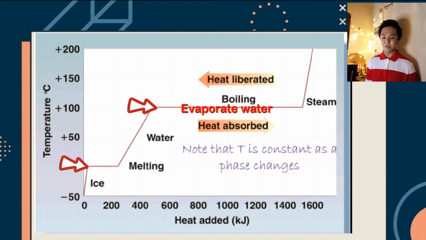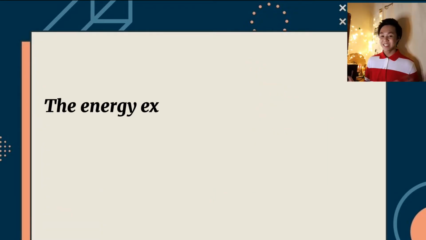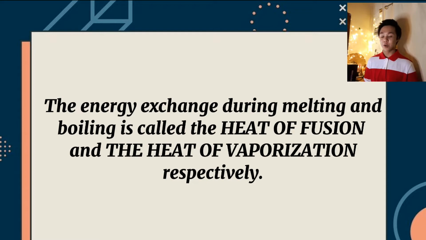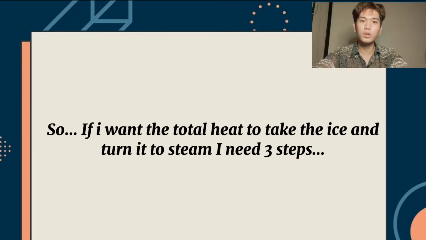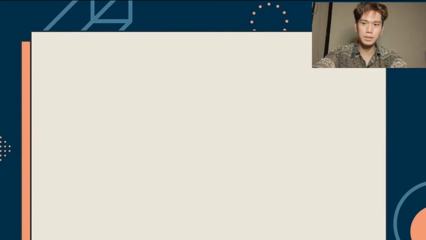So during these periods, the heat energy does not go towards heating the sample. Once a phase change is complete, the heat energy returns to heating the sample. The energy exchange during melting and boiling is called the heat of fusion and the heat of vaporization, respectively. So, if I want the total heat to take the ice and turn it to steam, I need 3 steps.